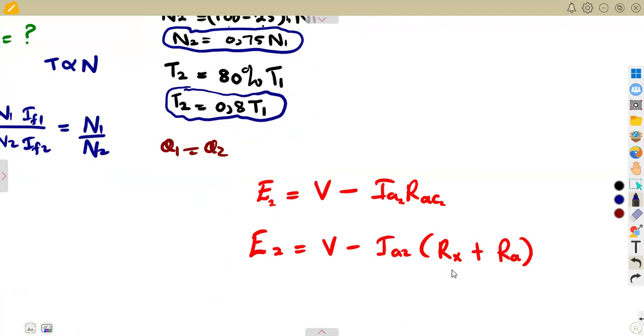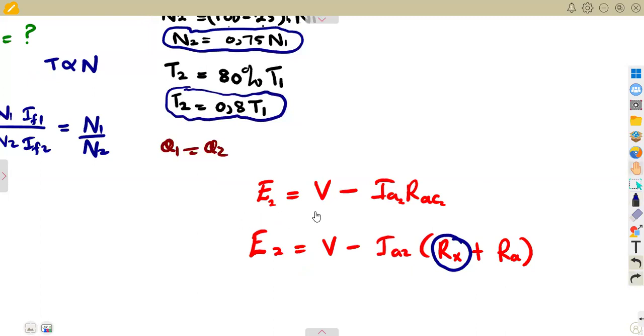So you see that Rx, which is the one that we need to calculate, is going to be obtained from the generated EMF of the final circuit. So you need this generated EMF. You're going to need this.